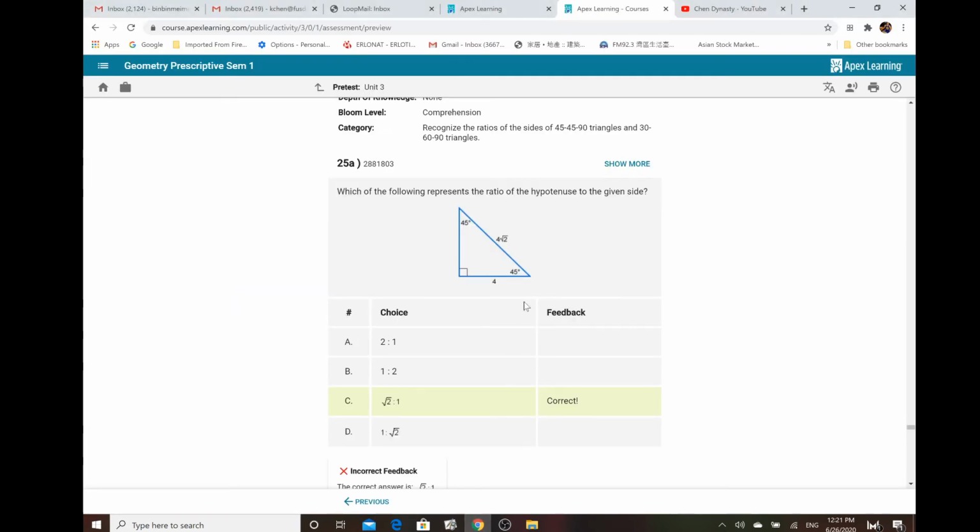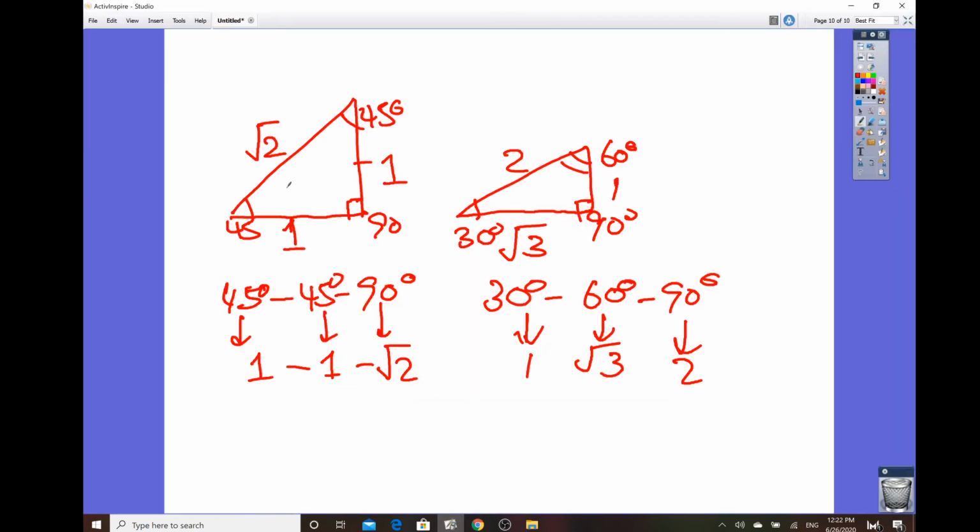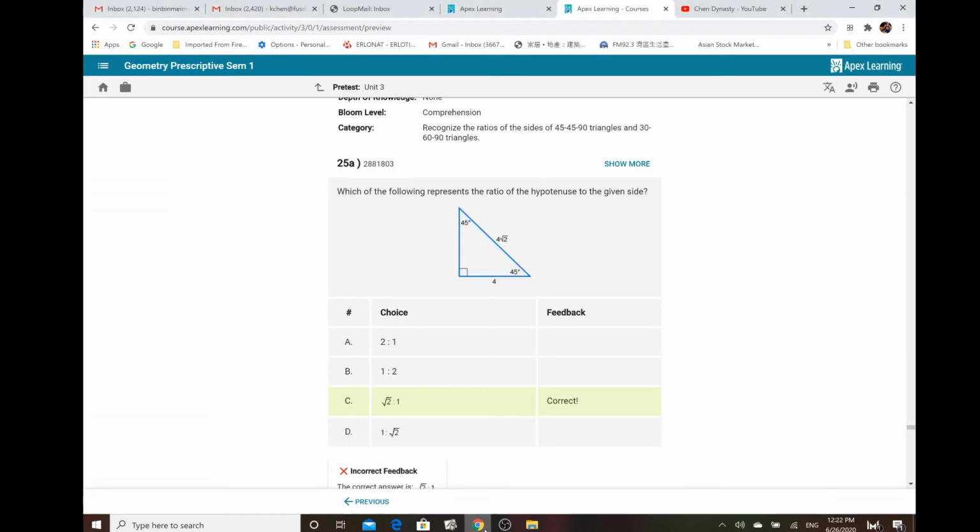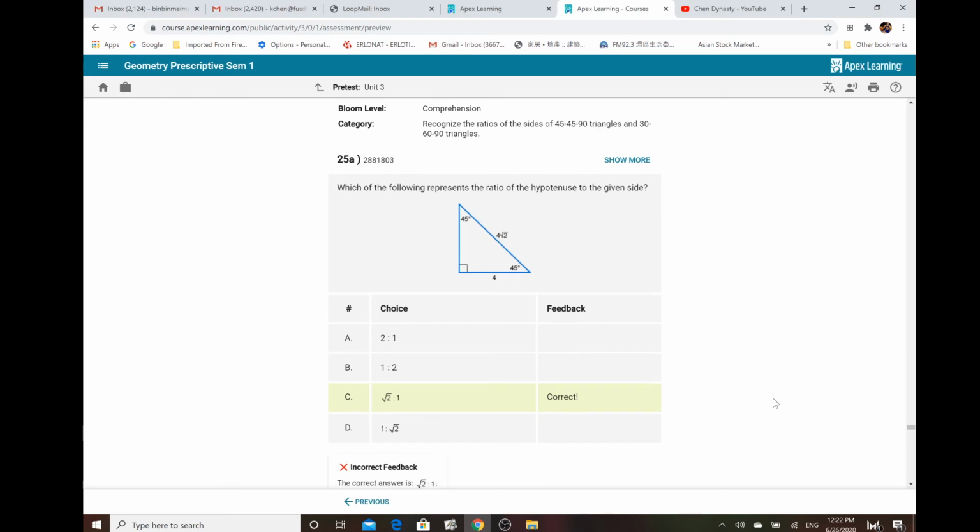The first one, what we got is 45, 45, 90. The given segment is 4 root 2. So the longest leg is 4 root 2. Which of the following represents the ratio of the hypotenuse to the given side? Back to what I showed you here, the comparison of the hypotenuse and the given side would be root 2 to 1. Same thing as this one here, root 2 to 1. It doesn't matter which one you pick, it's the same ratio, root 2 to 1. So what we found here is choice C.